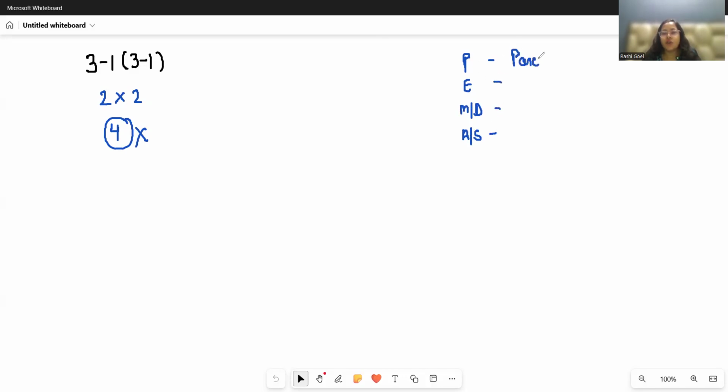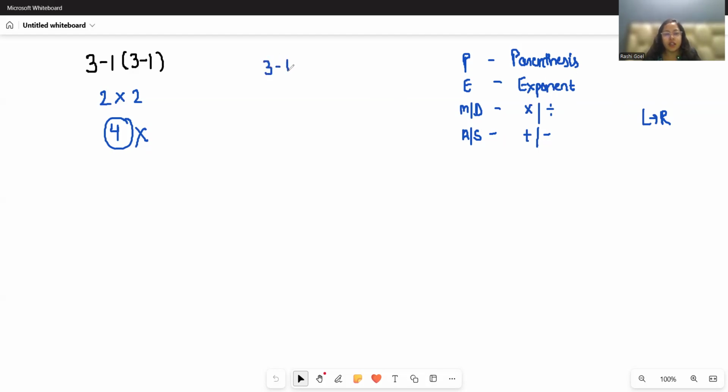Here, P stands for parenthesis. E stands for exponent, M stands for multiplication, and D stands for division. Both have the same priority, but you have to solve them from left to right. Similarly, A stands for addition and S stands for subtraction. Both have the same priority, but you have to solve them from left to right.